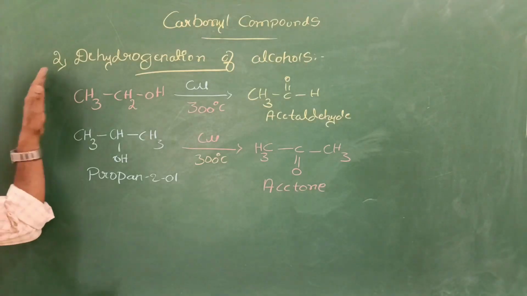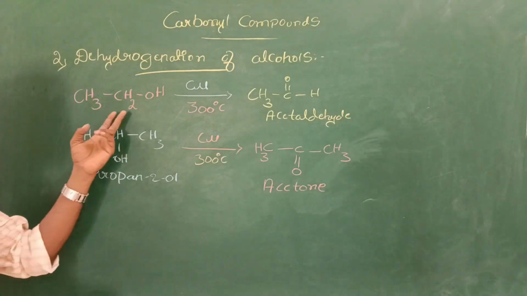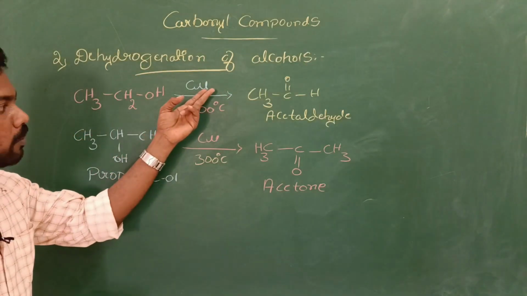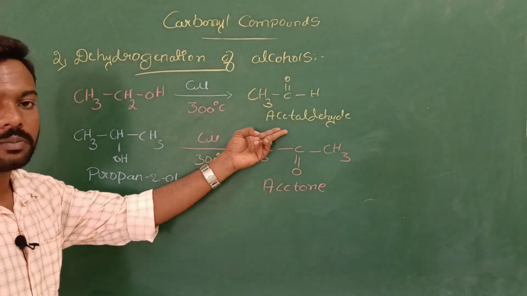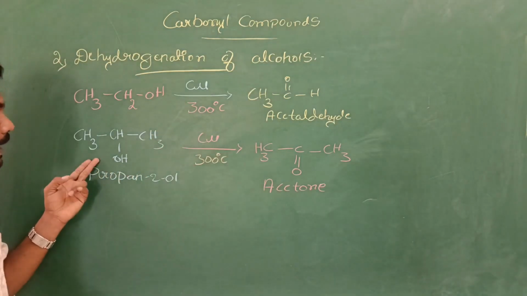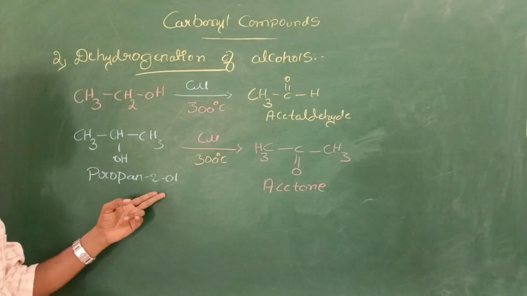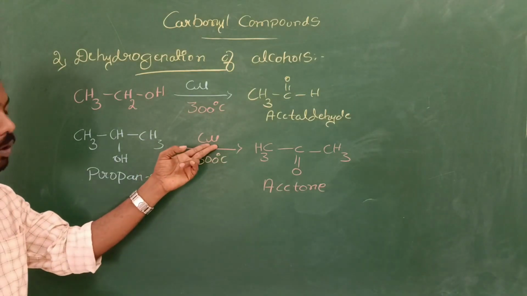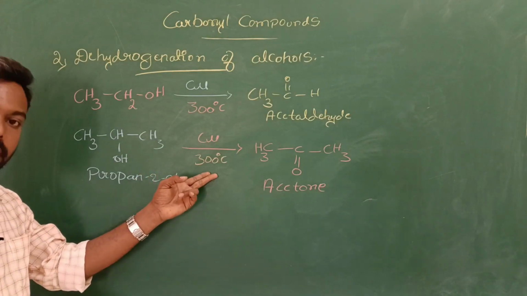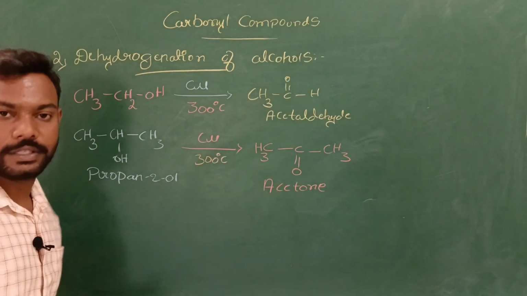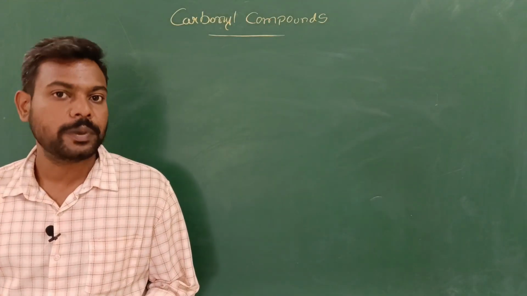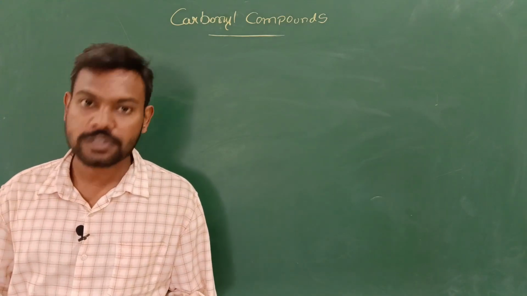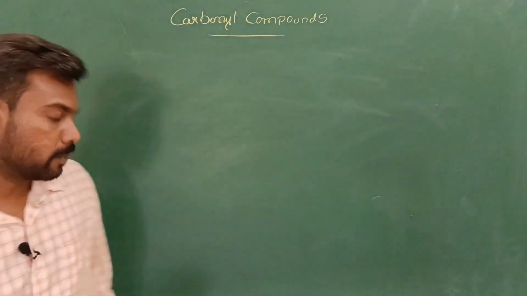In dehydrogenation of alcohols, primary alcohol reacts with copper at a temperature of 300 degrees Celsius to form acetaldehyde, and secondary alcohol, that is propane-2-ol, on reaction with copper at 300 degrees Celsius forms acetone. Okay. We can also prepare aldehydes and ketones from hydrocarbons.